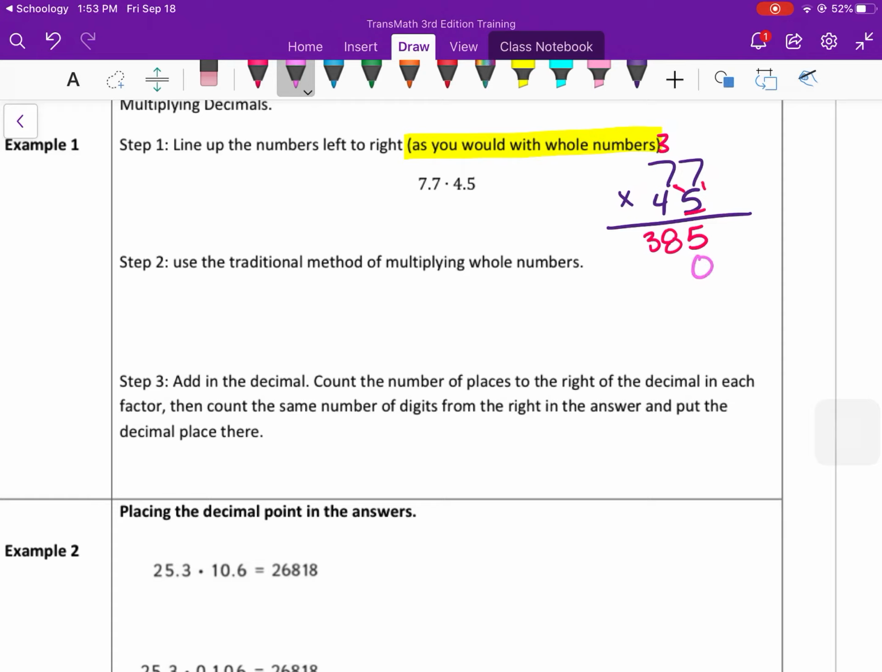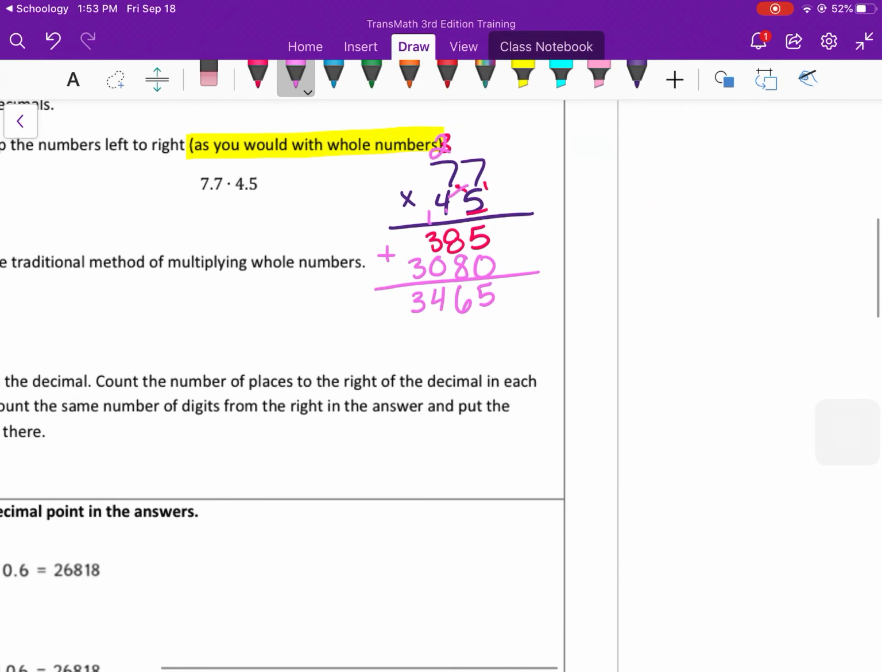Since the 4 is in the tens place, we add the 0 down here. And then take the 4 times 7 is 28. Carry the 2. Then 4 times 7 is 28, plus 2 is 30. And then we add 5 plus 0. 8 plus 8 is 16, carry the 1, 4, and 3.